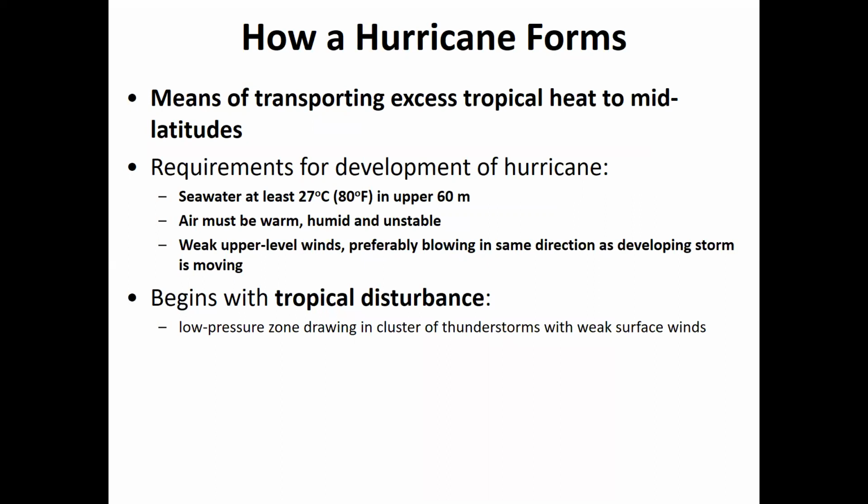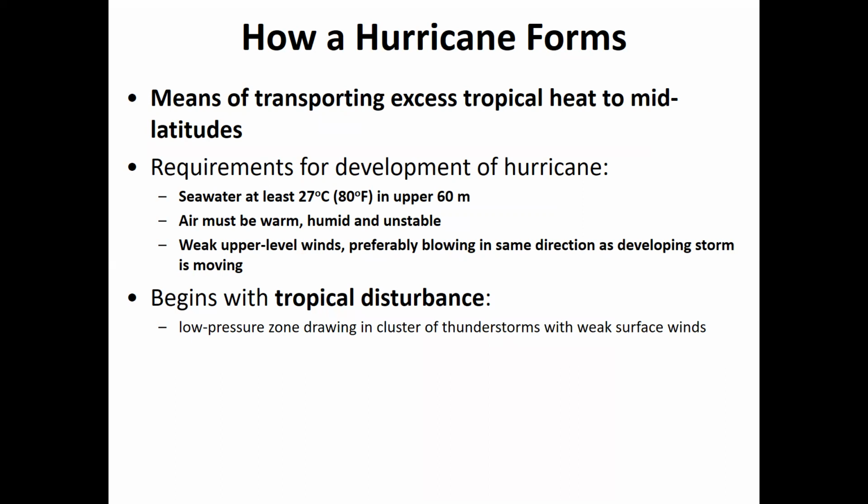So what are the requirements for a hurricane to develop? Well, we have to have enough water vapor in the air. In order to have enough water vapor in the air, the sea surface temperature has to be at least 27 degrees centigrade, which is 80 degrees Fahrenheit, in the upper 60 meters of the ocean. The air must be warm, humid, and unstable.